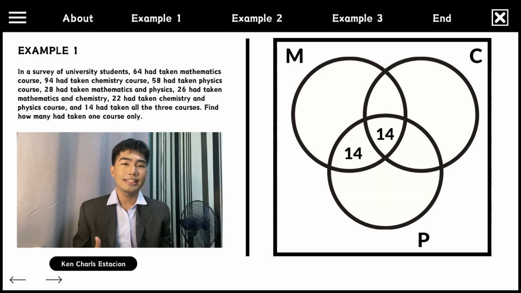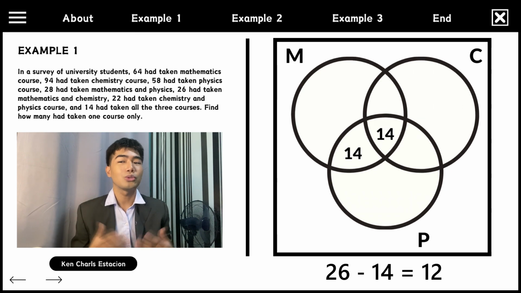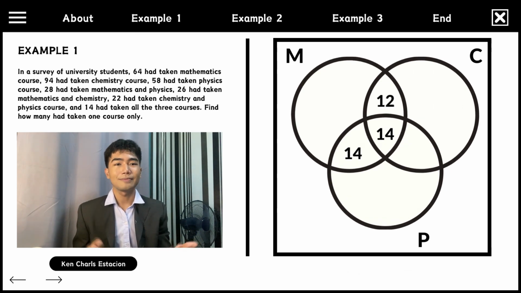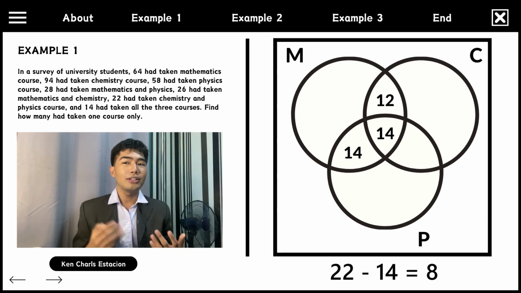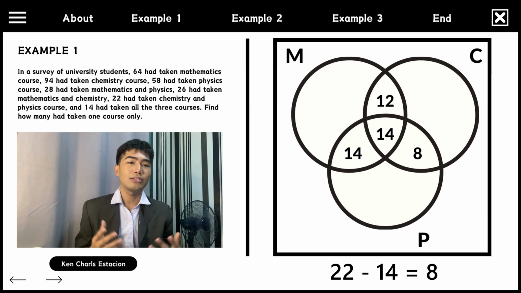Next is 26 had taken mathematics and chemistry. We will do the same thing by subtracting 14 from 26, which would equal 12, and putting it between the set M and set C. And finally, we have 22 students taking both chemistry and physics. 22 minus 14 students would equal 8 students.